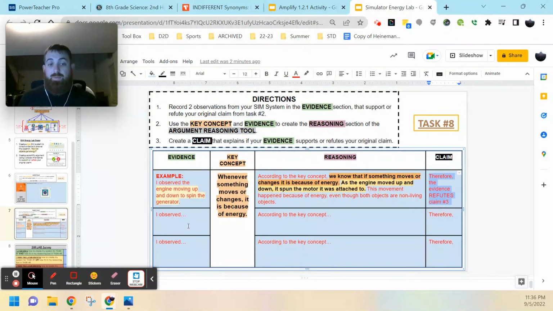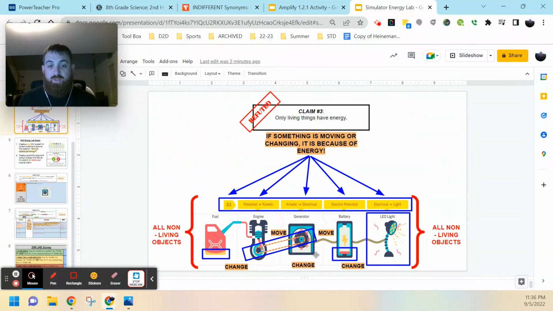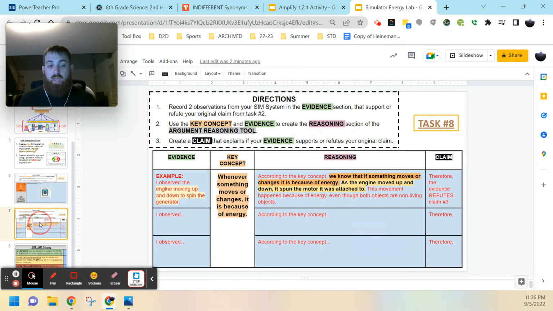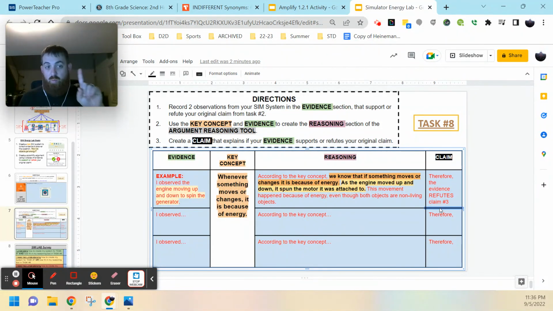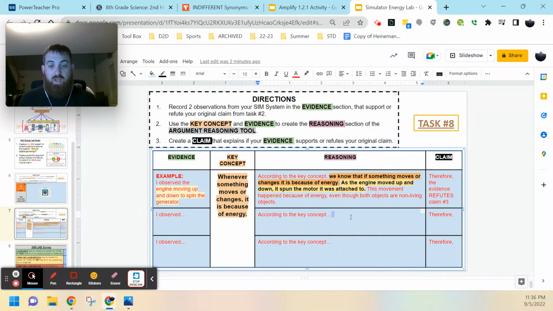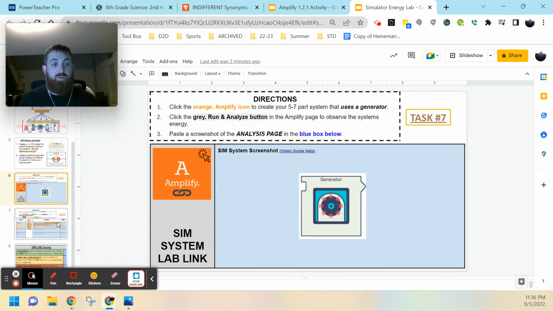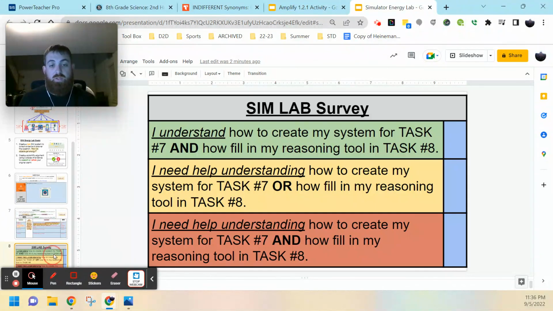So ladies and gentlemen, your job is going to be to have 2 observations, 2 things you see happen in your system. Remember, it's got to be a new system, cannot be this old one, okay? You're going to tell me, does your evidence support or refute your original claim, so claim 1 or claim 2? And then as you write your reasoning, you got to pull in your key concept and observations. So that's how you complete 7 with your new system and 8 with your argument.